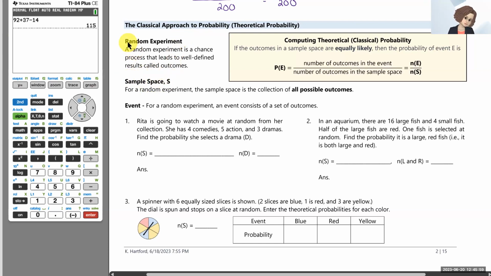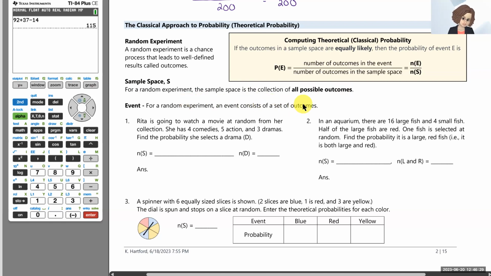So we'll start here with a random experiment. So a random experiment is a chance process that leads to well-defined results called outcomes, like spinning a spinner would be a random experiment. The sample space, we'll use capital S. The sample space for an experiment is the set of all possible outcomes. So everything that could possibly occur, and then an event will consist of a set of those outcomes.